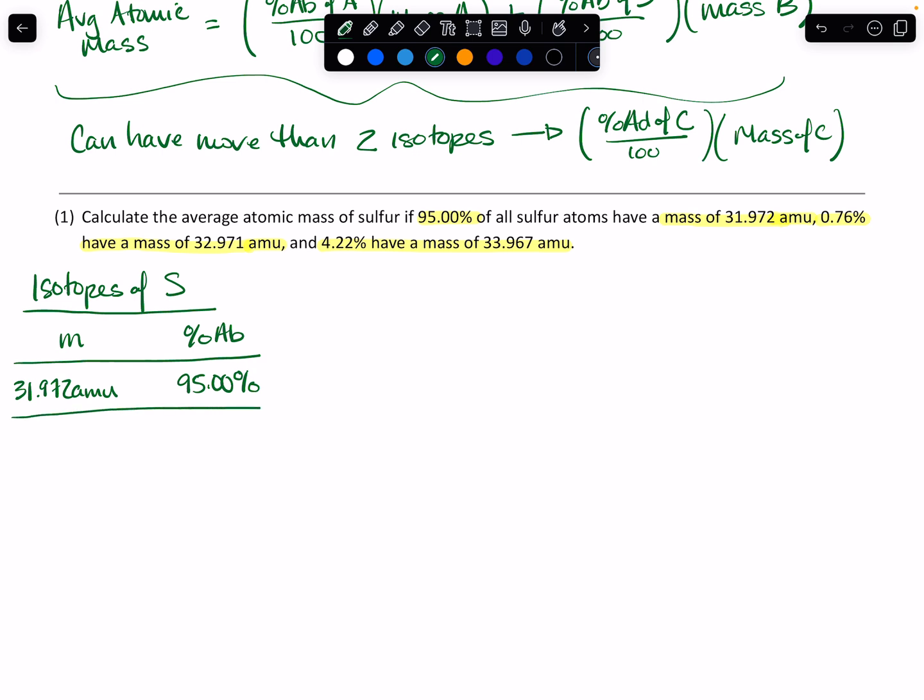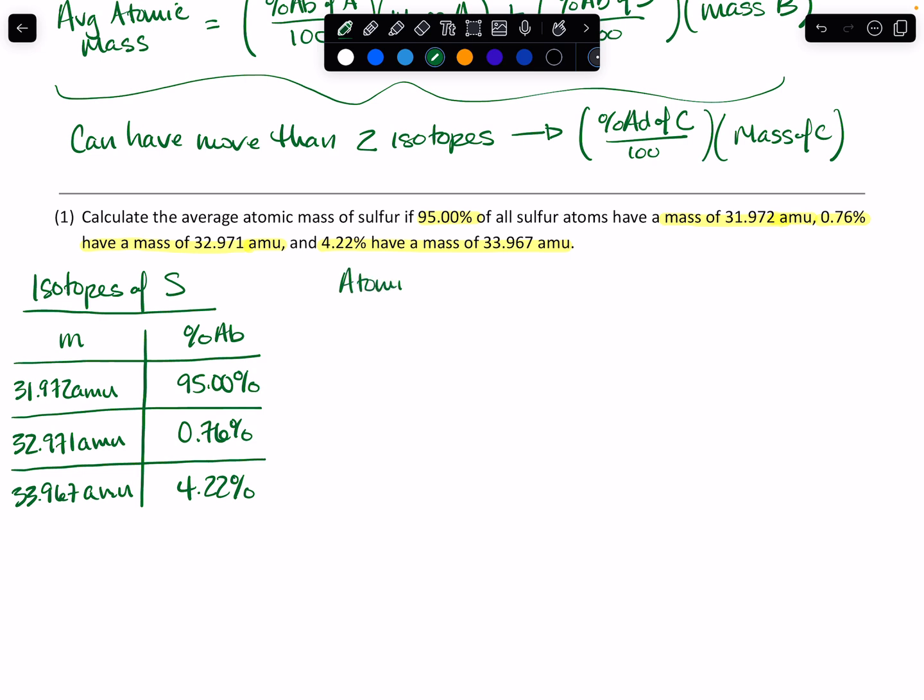All right, so there's one isotope. The second isotope has a mass of 32.971 and a percentage of 0.76%, so not very much. And then my last one is a mass of 33.967, and we have a percentage abundance of 4.22. All right, so you can see we have our masses and our percent abundances. Now we know all the information here, and we're asked to find what is the average atomic mass.